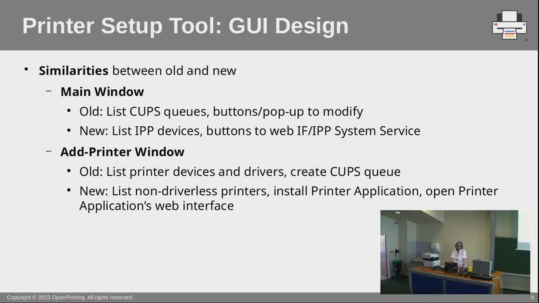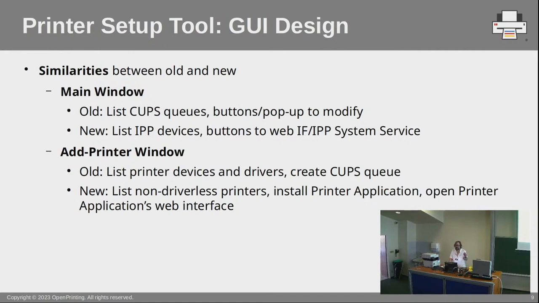And so it will look up on OpenPrinting through a lookup service. First, it will look on the system whether a printer application is already installed. And if it does not find one, it will look up on OpenPrinting via the lookup service whether there's a printer application in the Snap Store and automatically install it for this printer. And to configure the printer, it will give you a button to open the web interface of the printer application. And there you set up the print queue for the non-driverless printer.